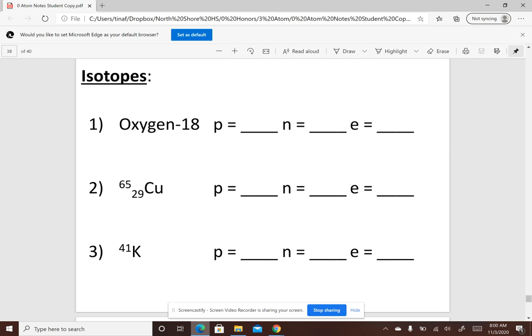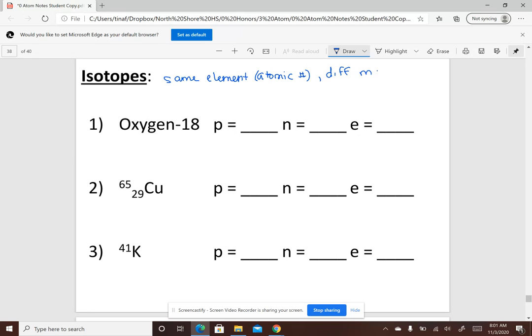Hey guys, so the last part of the atom is us talking about isotopes, and you guys looked at isotopes a little bit when you did your web quest the other day. So the definition of an isotope is when atoms are of the same element, but they have different masses. So same element, which means the atomic number has to be the same, but they have different masses.